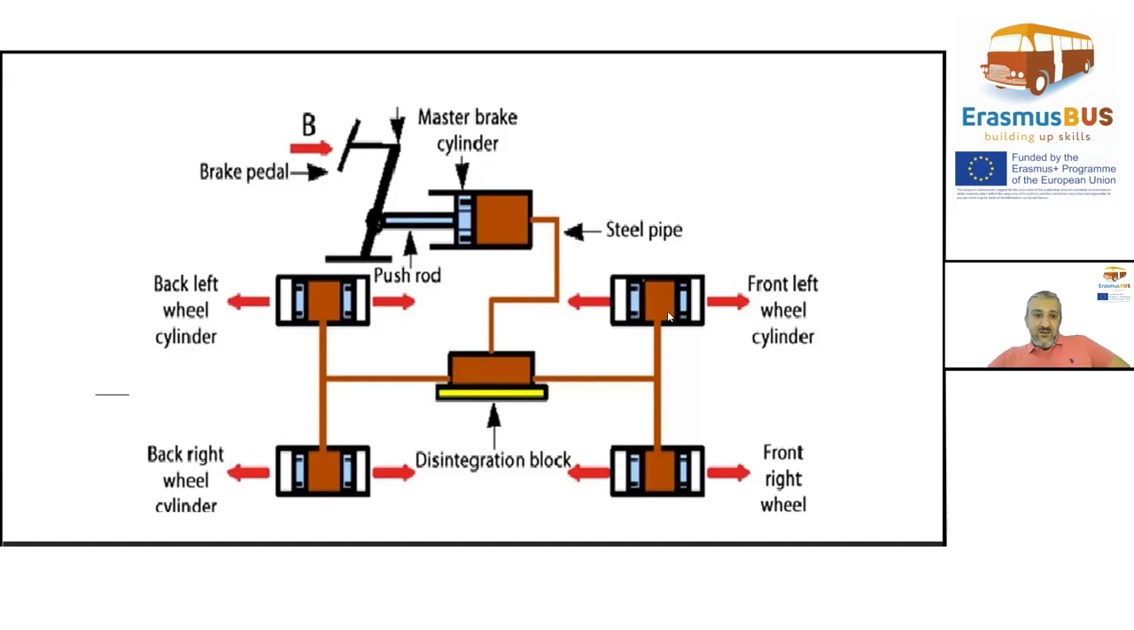When we look at the wheel cylinders, there are 4 wheel cylinders, which are front left, front right, back left, and back right. Wheel cylinders transfer the pressure in the master brake system to the brake shoe as a mechanical force, and it provides braking by opening the brake shoe to the drum brake.